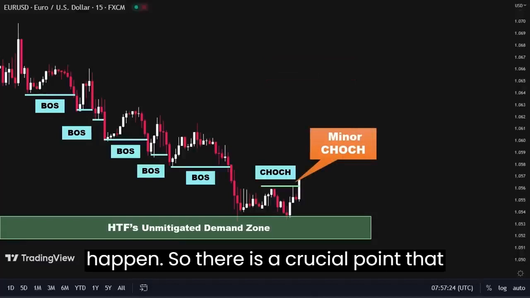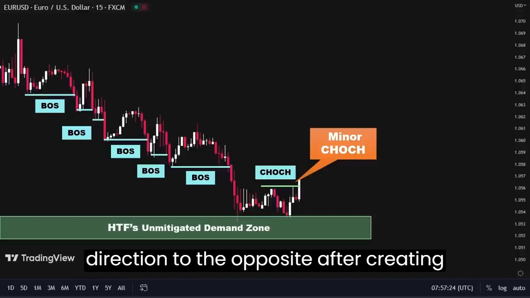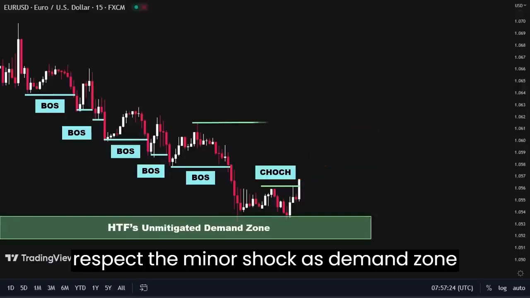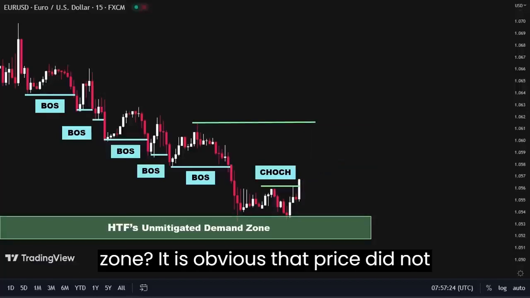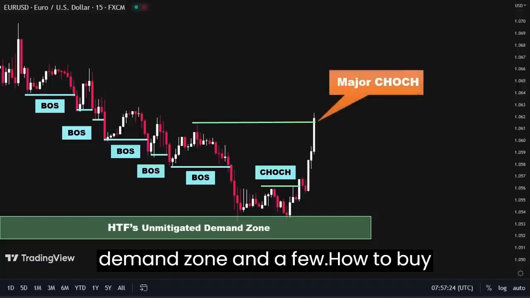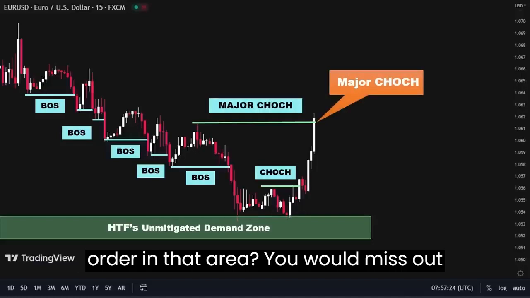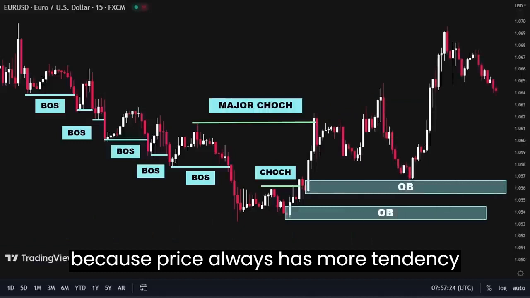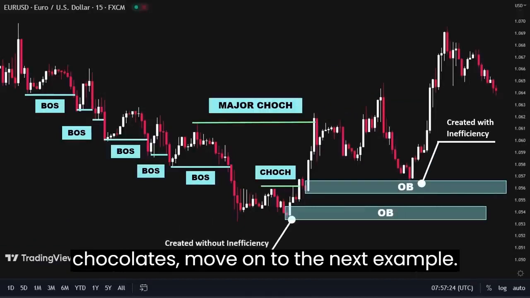So there is a crucial point that I want you to pay attention to. As you can see here, price has changed its direction to the opposite after creating a change of character. But did price respect the minor CHoCH's demand zone, or did it respect the major CHoCH's demand zone? It is obvious that price did not respect the minor change of character's demand zone, and if you had a buy order in that area, you would miss out on such a perfect trading opportunity, because price always has more tendency to respect the major change of characters instead of the minor CHoCH. Let's move on to the next example.